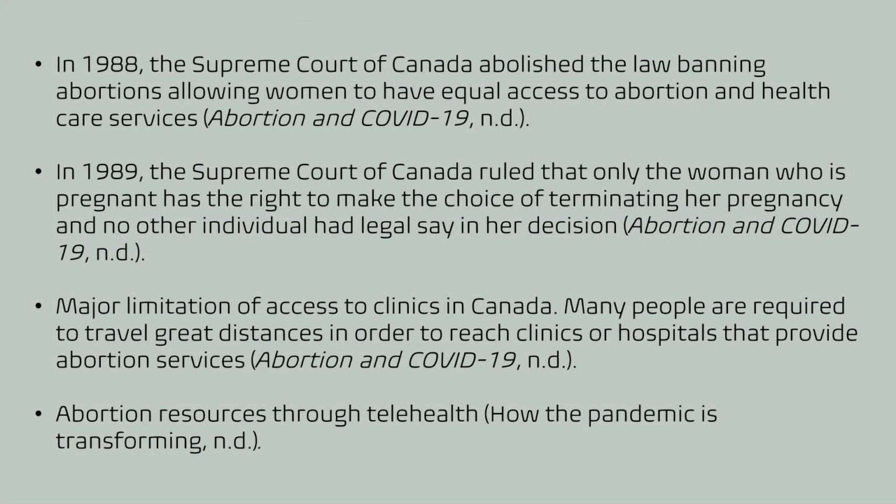In 1988, the Supreme Court of Canada abolished the law banning abortions for women to have access to abortion and healthcare services. In 1989, the Supreme Court of Canada ruled that only the woman who is pregnant has the right to make the choice of terminating her pregnancy, and no other individual had legal say in her decision.